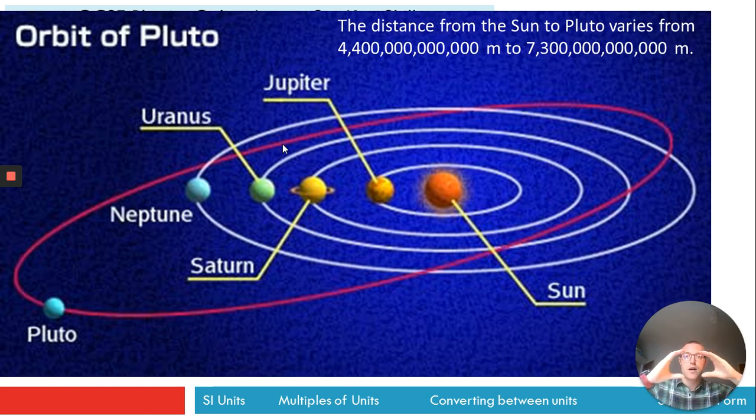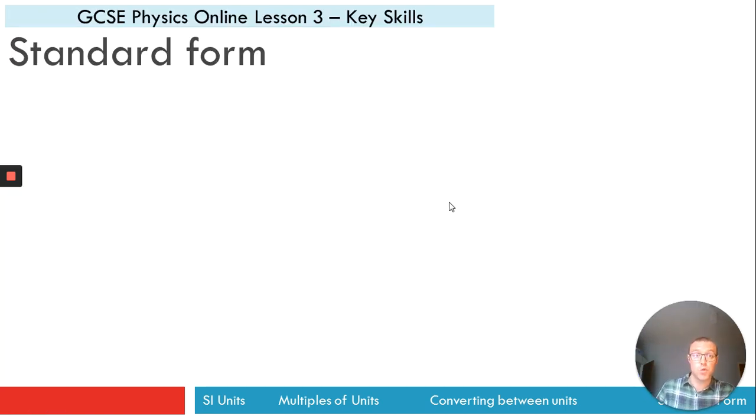So when Pluto is, for example, here, it's going to be much closer to the Sun than when it's out here. The distance from the Sun to Pluto varies from this number. Can you say it? I can say it, but that's only because I've been looking at it for a while and practicing it. It is 4.4 trillion meters at its closest point, so that's going to be about here, to 7.3 trillion meters at its furthest point. Again, difficult for us to look at those numbers. Wouldn't it be great if we had some way to make them smaller, to make them more manageable? We do. One of the ways to do that is called standard form.